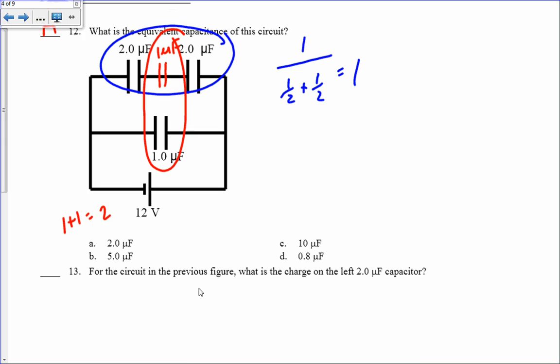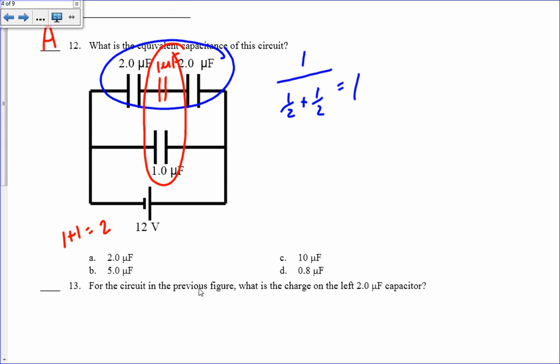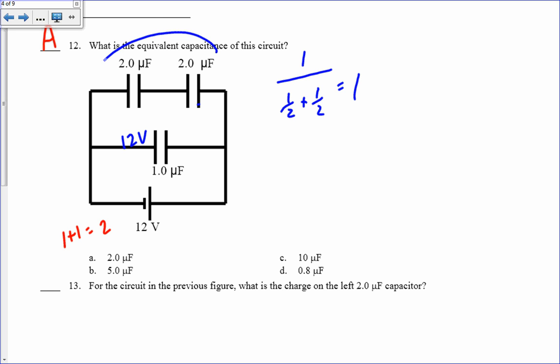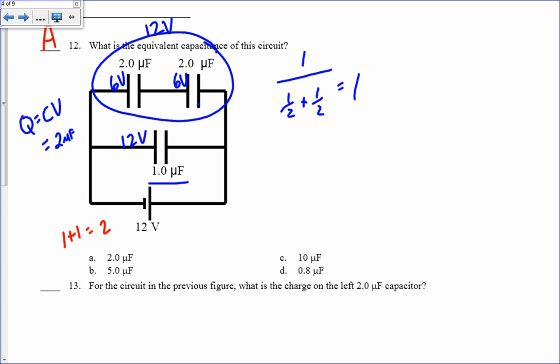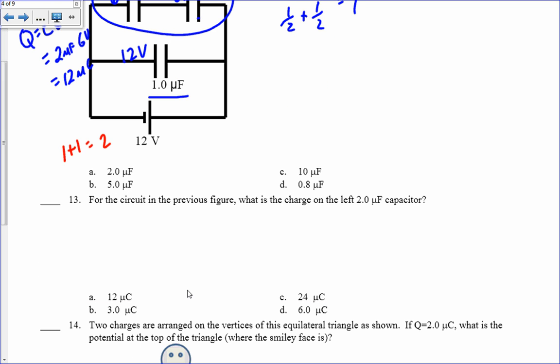What is the charge on the left 2 microfarad capacitor? All right, I know that I have 12 volts here, and I have 12 volts on these two capacitors because they're in parallel with this 1 microfarad capacitor. So that means that I have 6 volts across each of these, and my charge is C times V. So that's 2 microfarads times 6 volts, which is 12 microcoulombs. So that's A for number 13.